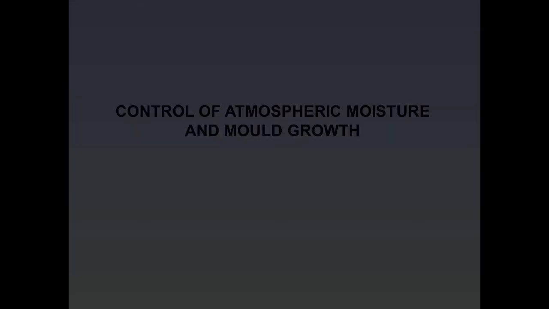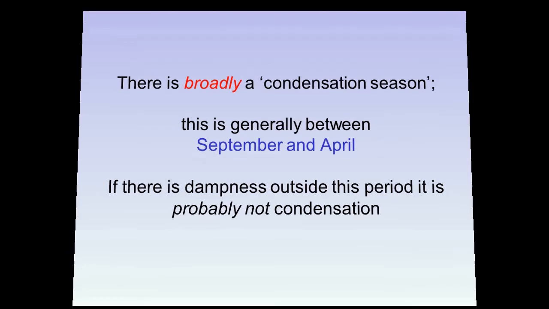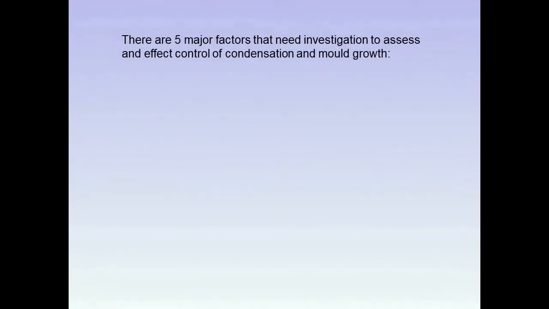Control of atmospheric moisture and mould growth. There is broadly a condensation season. This is generally between September and April. If there is dampness outside that period, it is probably not condensation. There are basically 5 major factors that need to be investigated.